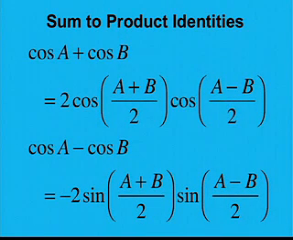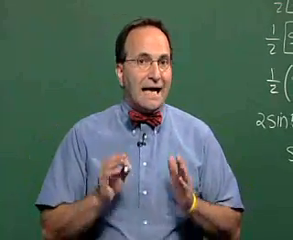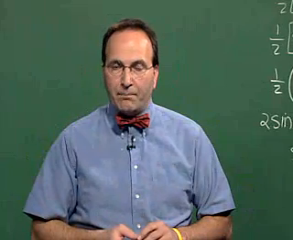Cosine of A plus cosine of B is equal to 2 times the cosine of A plus B over 2 times the cosine of A minus B over 2. And finally, the cosine of A minus the cosine of B is equal to negative 2 times the sine of A plus B over 2 times the sine of A minus B over 2. Now, these identities are also important in calculus, so let's do an example.